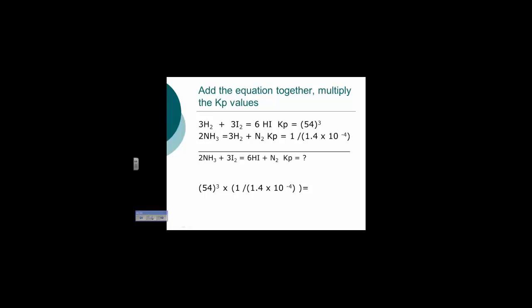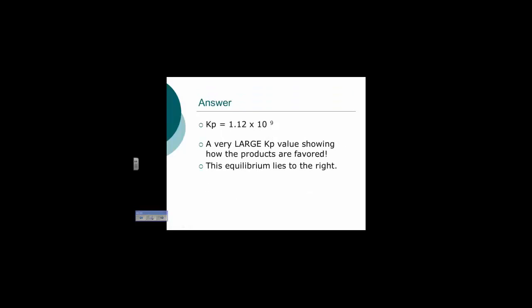What'd you get when you hit 54 cubed times the reciprocal of 1.4 times 10 to the negative 4th? You get a very large number. Did you as well? 1.12 times 10 to the 9th, that's a billion. Very large Kp, showing the product side being favored. We say that this equilibrium is lying to the right.